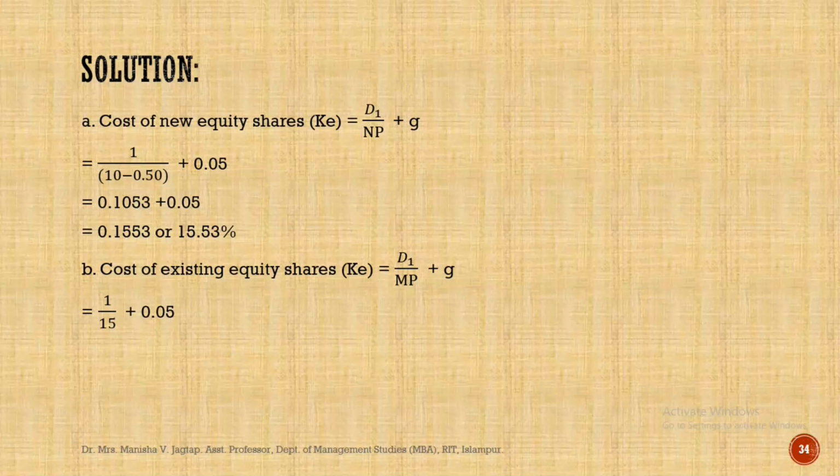amount given. So dividend is 1 rupee per share divided by 15. Now 15 is the market price given in the second calculation, and growth rate remains same, 0.05. And by solving this equation, we get the answer 11.67%. So this is the cost of existing equity shares if the company is expecting growth in dividend of equity share.